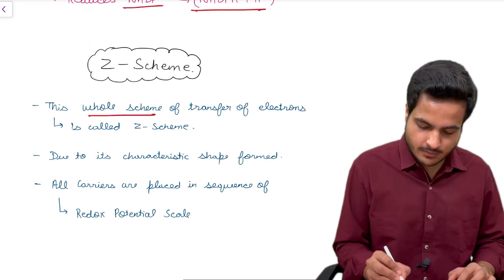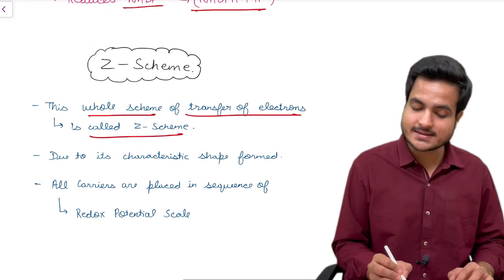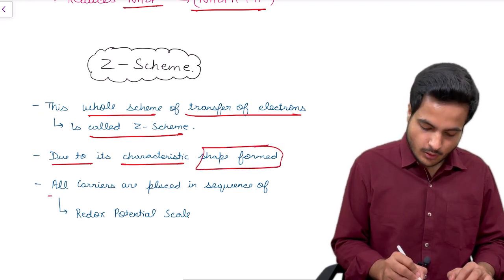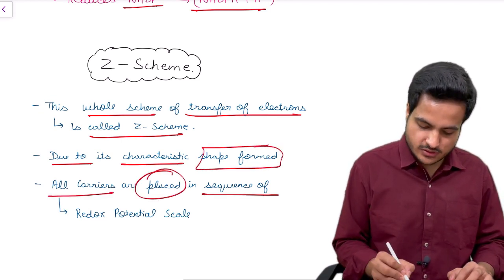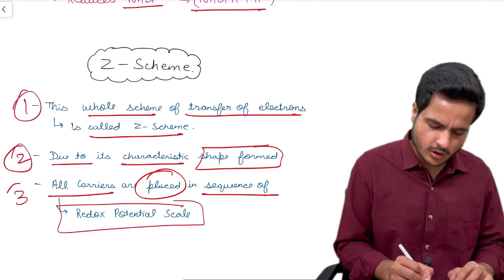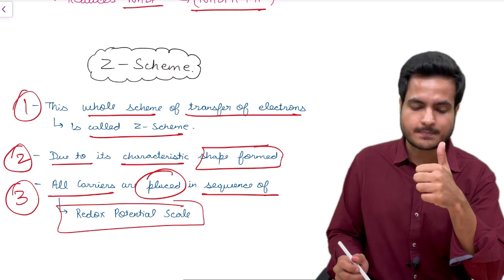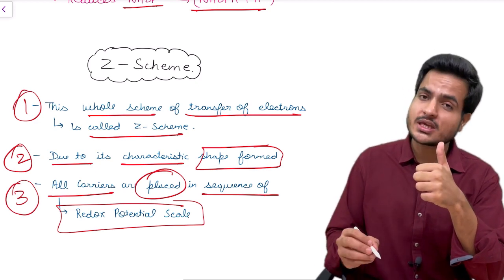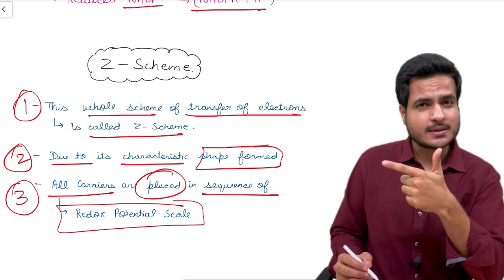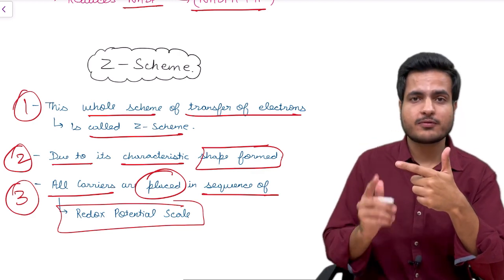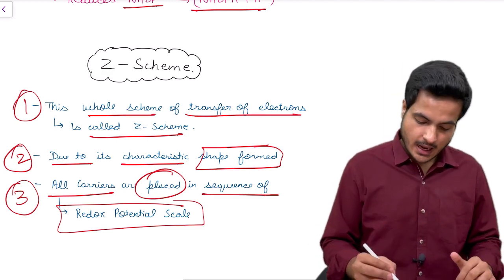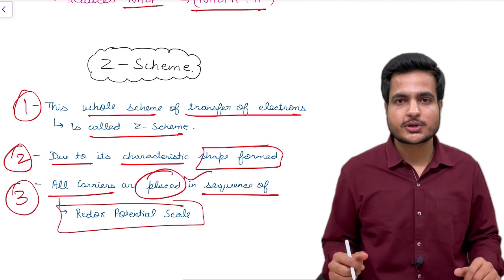The whole scheme of transfer of electron is called the Z scheme due to the characteristic shape formed when all the carriers are placed in sequence of redox potential scale. So these three statements should be on your fingertips, that is, what is the Z scheme. The whole scheme of transfer of electron is called the Z scheme. Why is it called Z scheme? Because of the characteristic shape formed. And why is this shape formed? Just because all the carriers are placed in the sequence of redox potential scale.